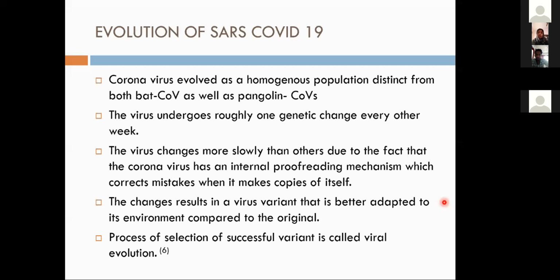The changes result in a virus variant that is better adapted to its environment compared to the original. That is, after each and every evolution, the virus gets a rebirth as a new and stronger virus. The process of selection of a successful variant is called viral evolution.